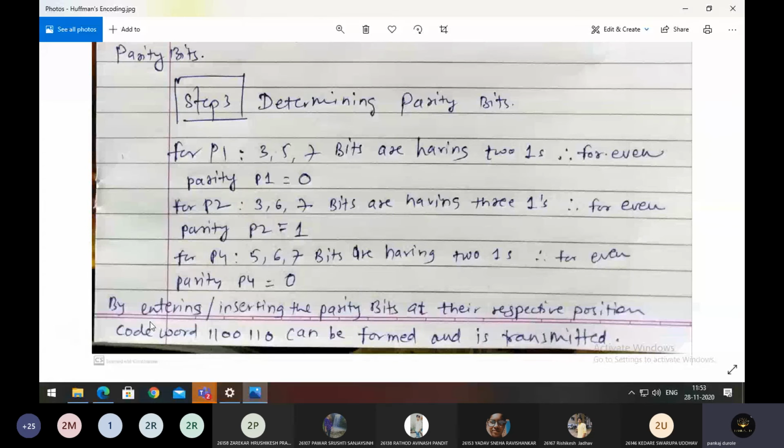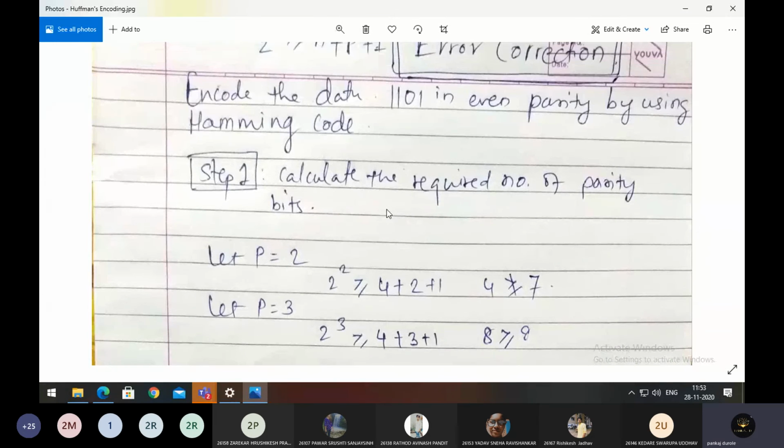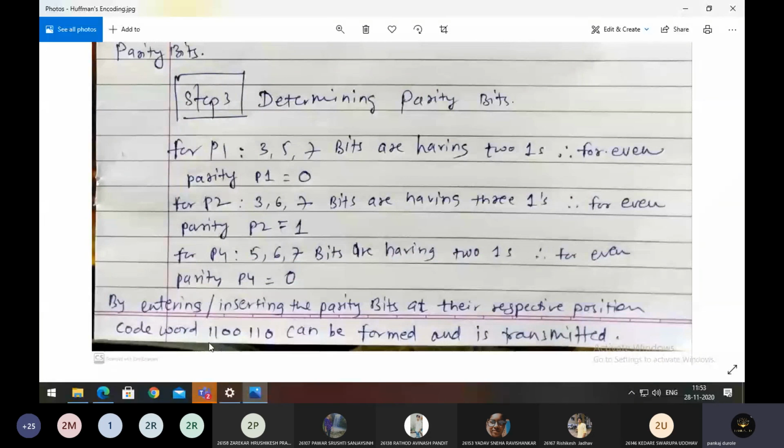So what we need to write at last, by entering the parity bits at their respective positions, the code word can be formed and it is transmitted. So we can observe here we are given the data 1101, which contains 3 ones, so it is in odd parity. The question asked was to encode the data in even parity by using the Hamming code. So in the final answer that we have calculated, we have 1, 2, 3, 4 ones. So we have successfully encoded the data in even parity.